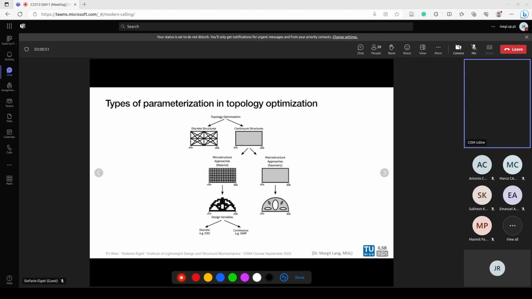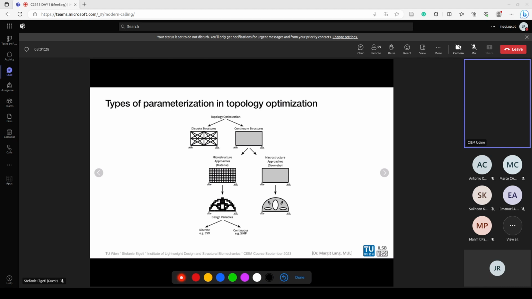There are many types of parametrization. So we already had this example with the trusses, so discrete structures as opposed to continuum structures. So we would like to go down this path of continuum structures. Then you can have some approaches connected to the macrostructure that we will not talk about, or microstructured approaches where you modify the material according to the load path. So here you have design variables that are connected to these discrete elements or whatever you have here.